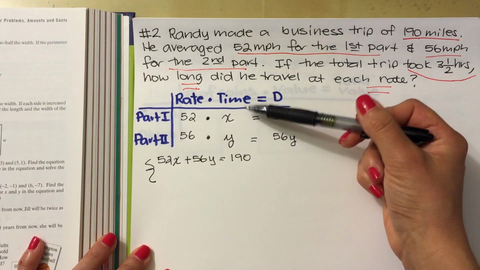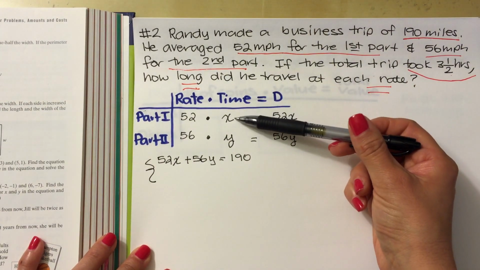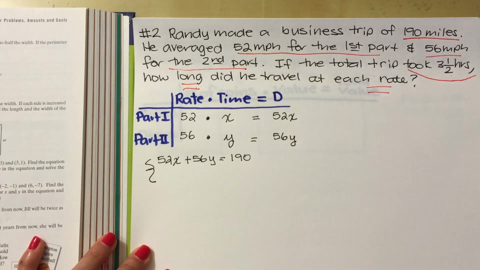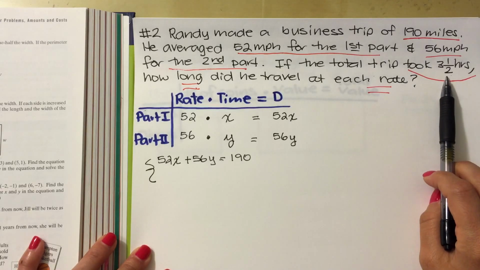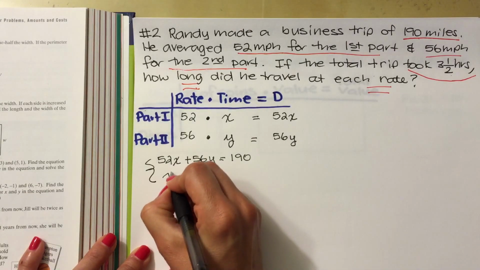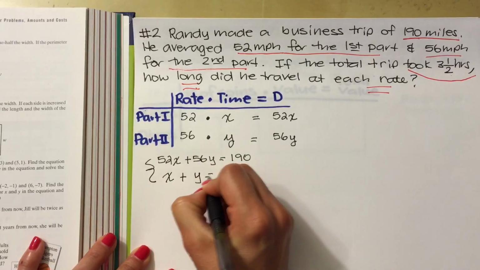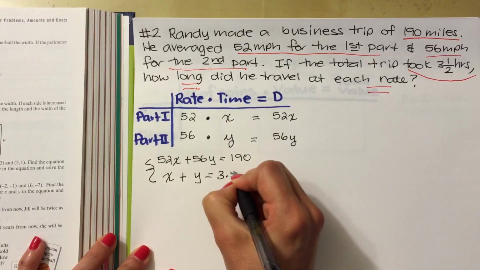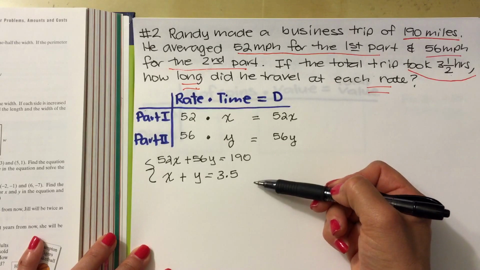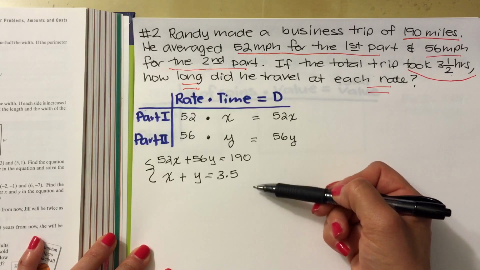Okay, let's look at the time column. Time for part 1 plus time for part 2 should be equal to the total time for the trip. Total time for the trip is 3.5 hours. So that's what we have to use for equation 2. x plus y is equal to 3.5. I'm going to write this as a decimal because it's just easier to calculate. We have 2 equations, 2 variables.